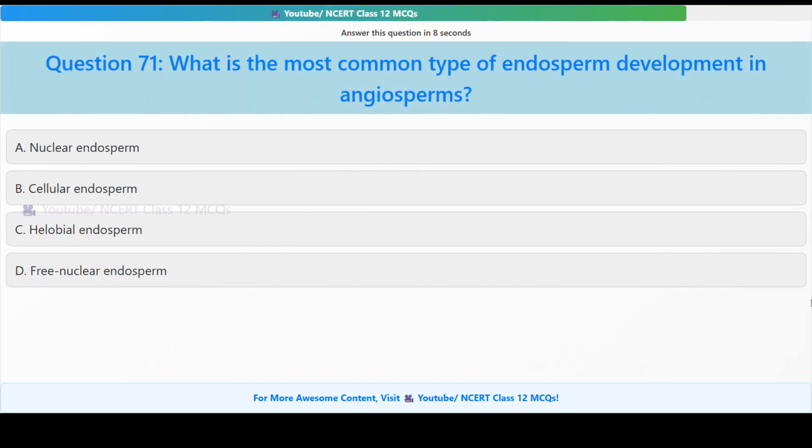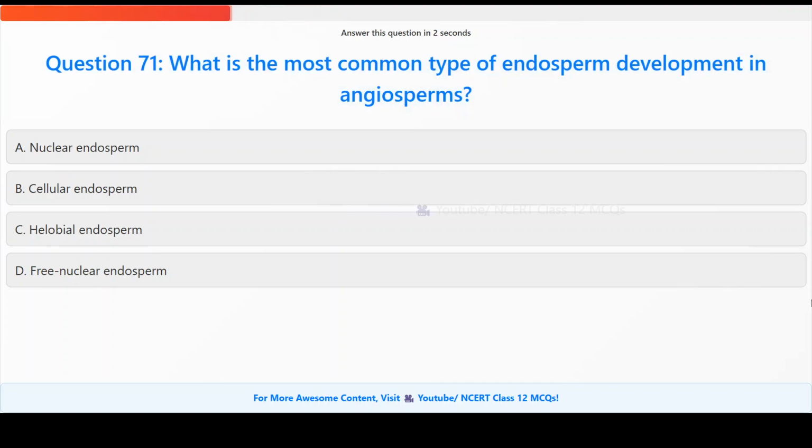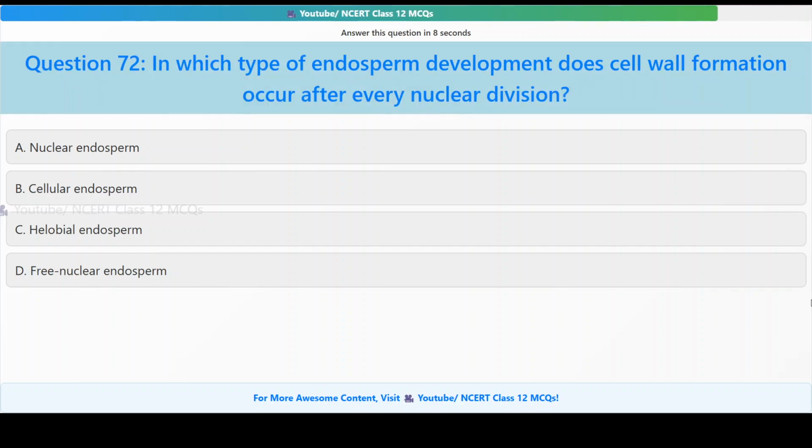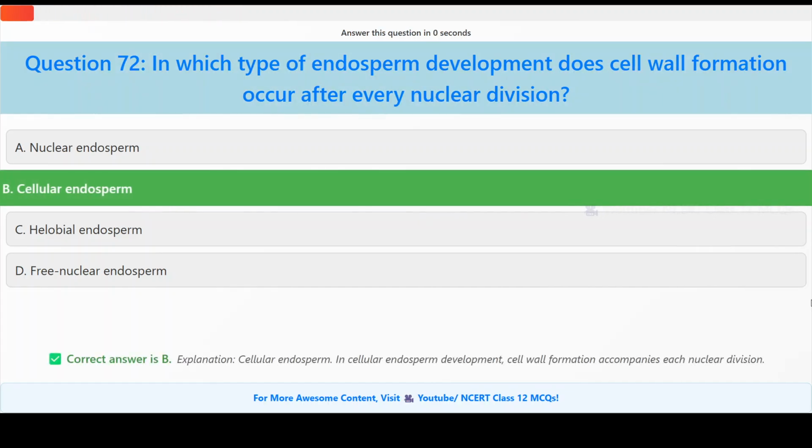Question 71. What is the most common type of endosperm development in angiosperms? Free-nuclear endosperm. Free-nuclear endosperm development is the most common type, where the endosperm nucleus divides repeatedly without cell wall formation. Question 72. In which type of endosperm development does cell wall formation occur after every nuclear division? Cellular endosperm. In cellular endosperm development, cell wall formation accompanies each nuclear division.